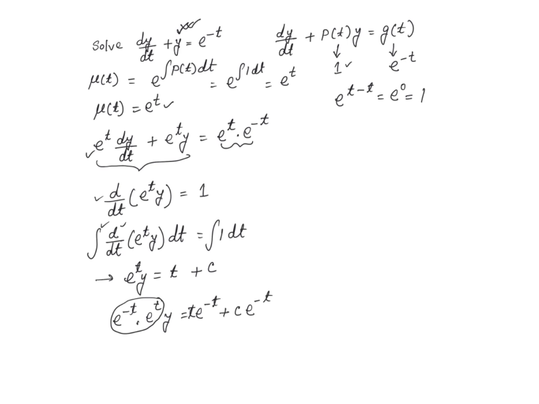So your solution becomes y of t is equal to t times e to the power negative t plus some arbitrary constant c times e to the power negative t. So this is the general solution to this linear first order differential equation.